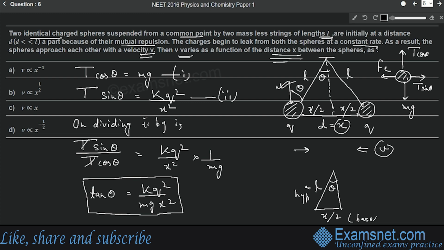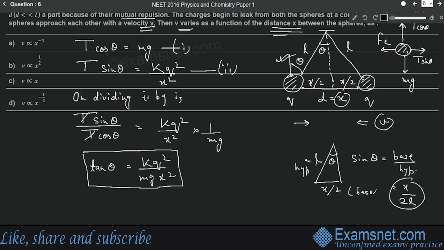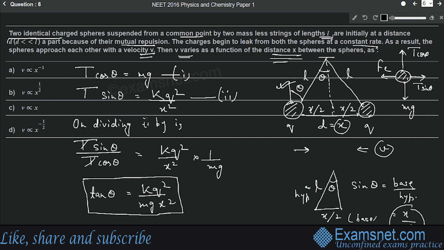Now here what will be the value of sine theta? Sine theta is equal to base by hypotenuse. Base is equal to x by 2, and the hypotenuse is L. So sine theta is equal to x by 2L, right? Now why are we taking sine theta? Because this theta is very small. It is given in this question that d is very small as compared to L. Therefore this angle theta will also be very small.